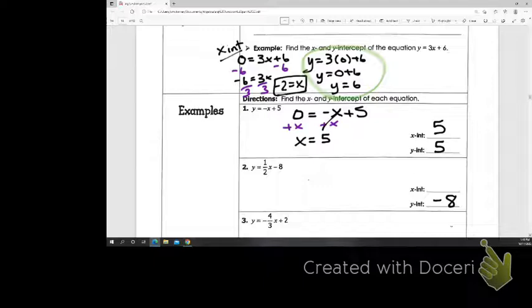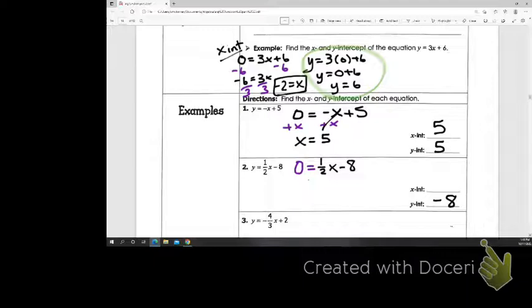For number 2, we already said the y-intercept is -8. Again, if I did put a 0 in for x, a half of times 0 is 0. 0 minus 8 is -8. But if I want the x-intercept, the 0 goes in for the y. And remember that that happens because any place on the x-axis, the y would be 0 because it doesn't go up and down.